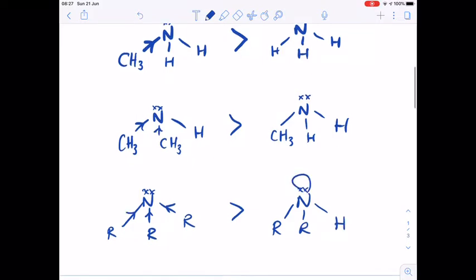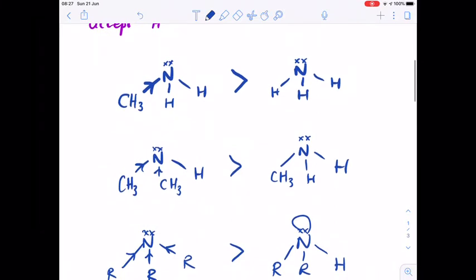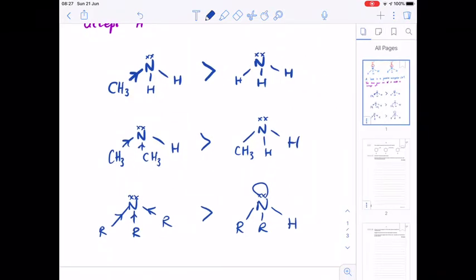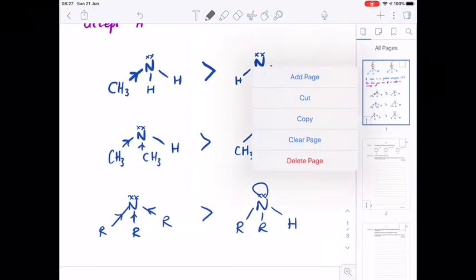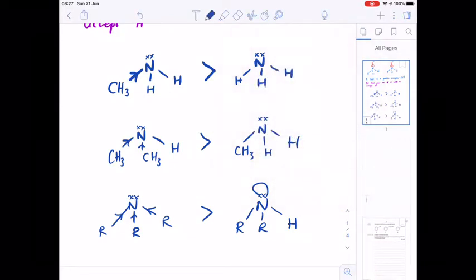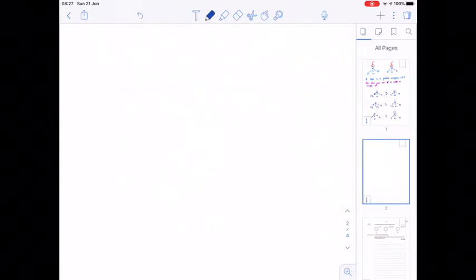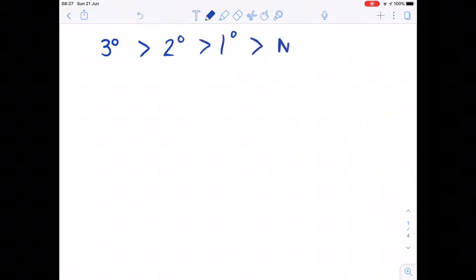So from our amines so far, let's just add another page. We can see that our tertiary amines are going to be stronger bases than our secondary amines, which are going to be stronger bases than our primary amines, which are going to be stronger bases than ammonia, to do with the positive inductive effect of alkyl groups. Now, that is assuming that they are aliphatic amines, primary, secondary and tertiary aliphatic amines.